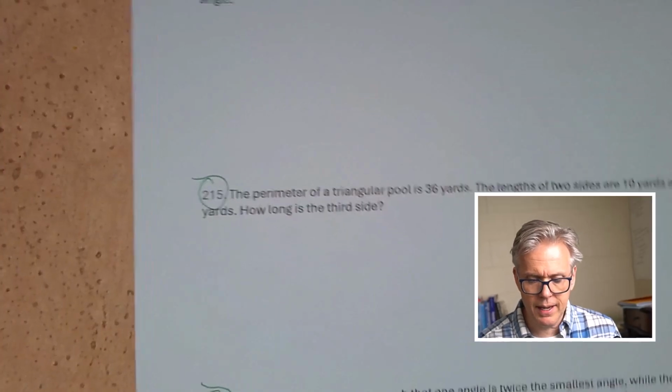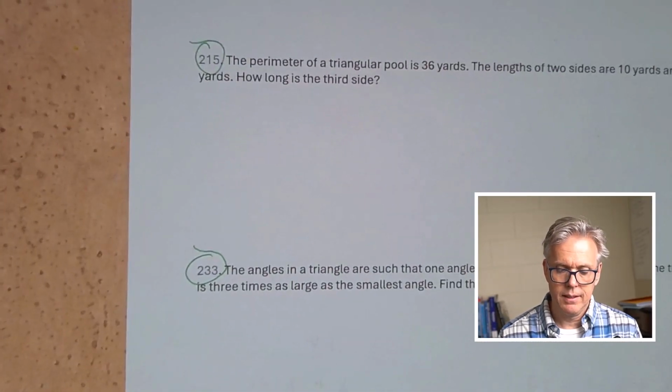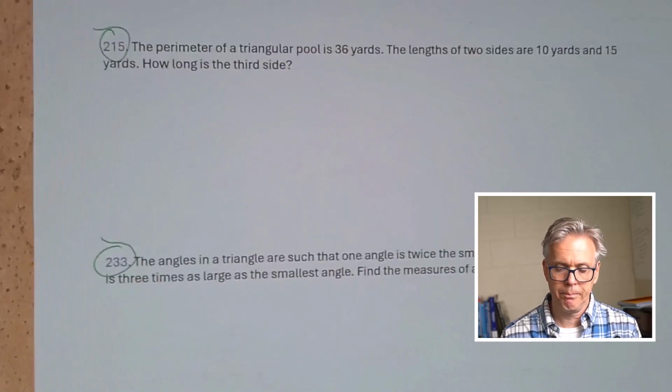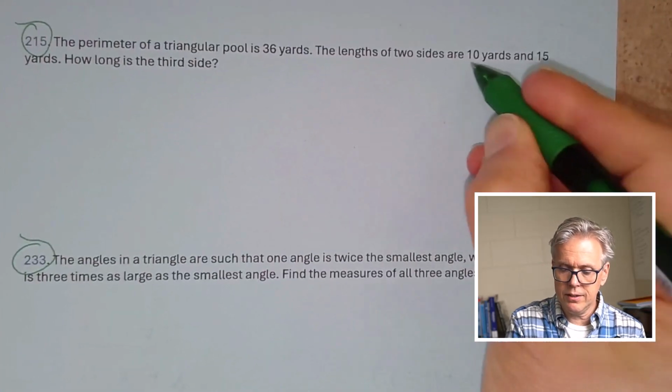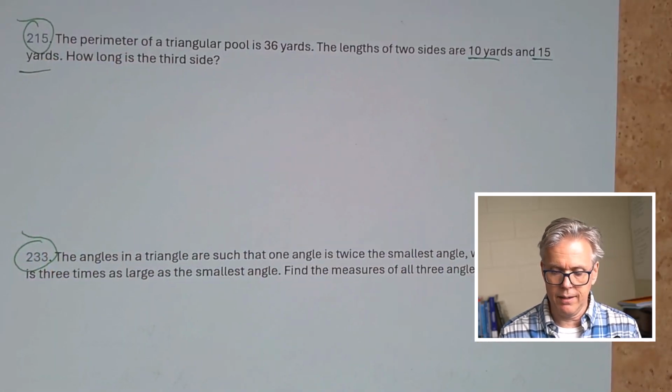Okay, we just have 3 over in the back. I'm not going to do 211. Let's look at 215. So the perimeter of a triangular pool is 36 yards. The length of the 2 sides are 10 yards and 15 yards. How long is the third side?